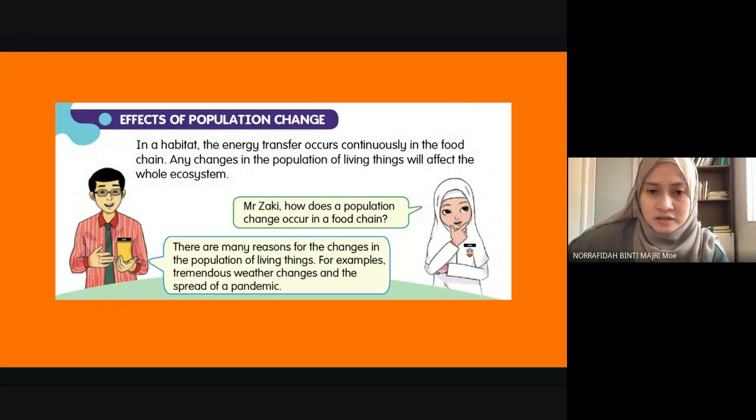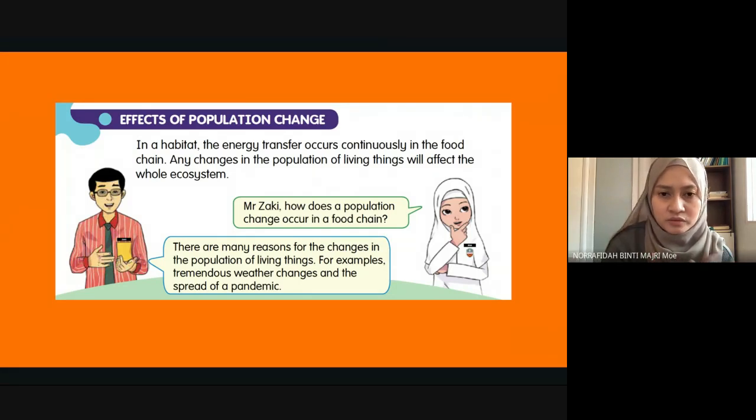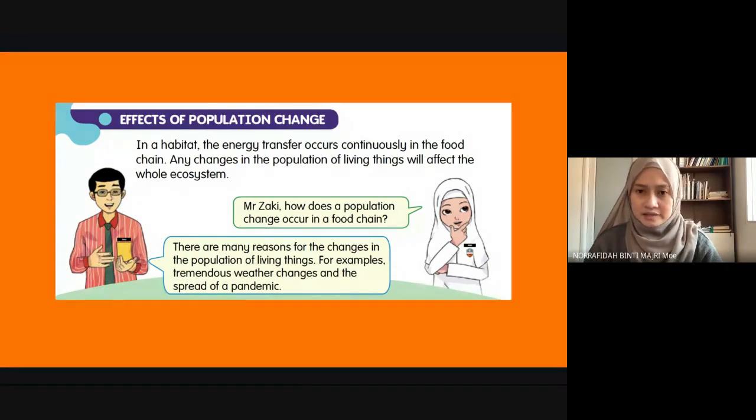If there's any changes in the population, kalau ada perubahan dari segi populasi, contohnya plant, tumbuh-tumbuhan, dia semakin berkurang, that will affect the whole ecosystem. Dia akan memberi kesan kepada semua ekosistem dalam satu habitat itu.